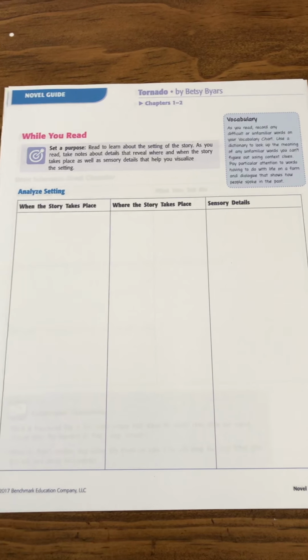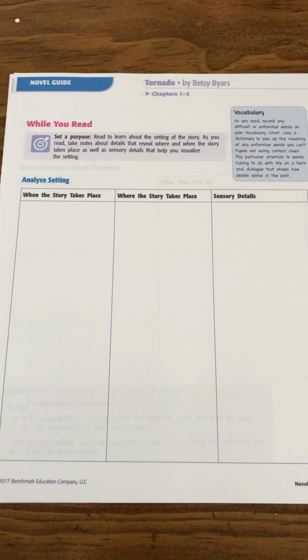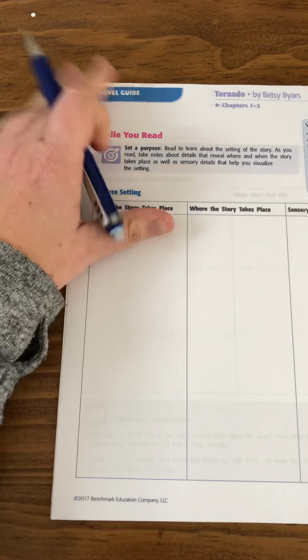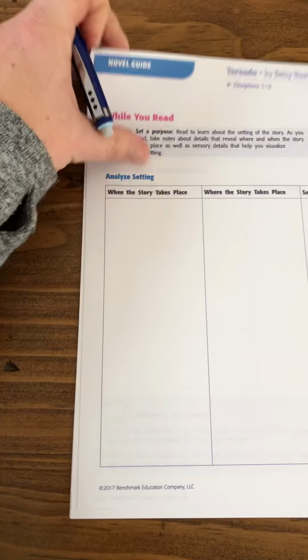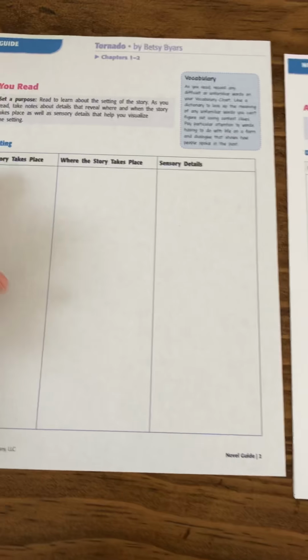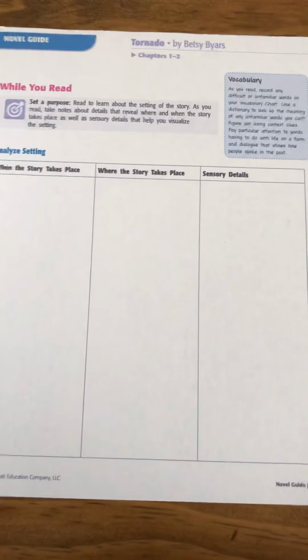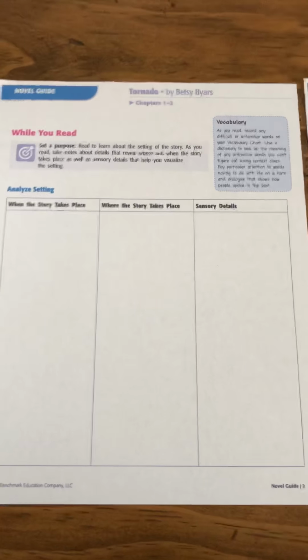So for Monday and Tuesday, you need to read chapters 1 and 2. And you need to be working on these 2 pages in your packet. Some students had it printed and some students are accessing it online. Either one is fine, but they're both the same. So I just want to go over each page and what you need to do so that there's no confusion.